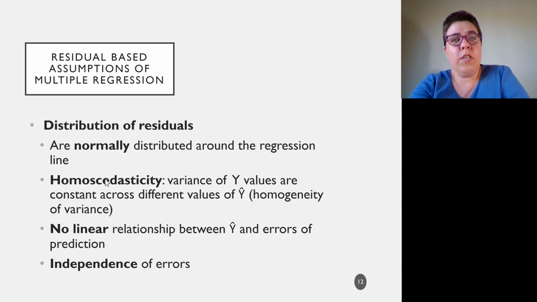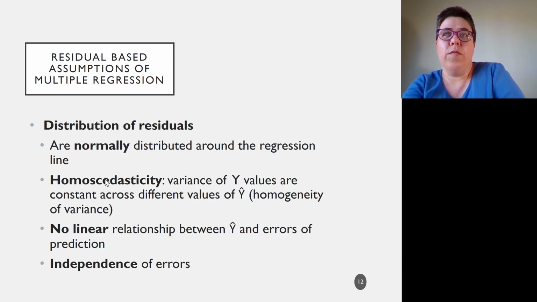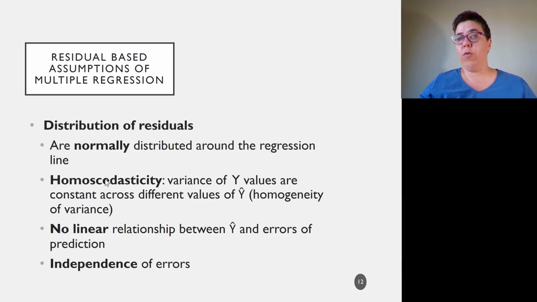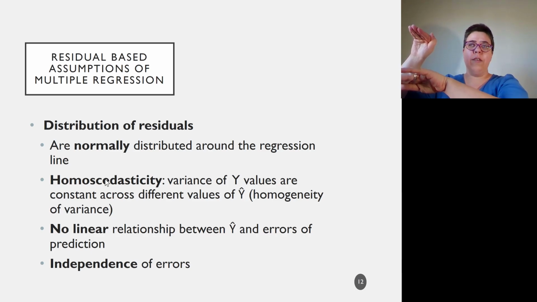So, in addition to those assumptions about the variables in multiple regression, there are other assumptions that we make about the distribution of residuals. The residuals, of course, are the error scores, so the observed score minus y hat. So that's your error or residual. Now, there's an assumption that these are normally distributed around the regression line. In other words, you do not have way more error at one end of the scale than the other.